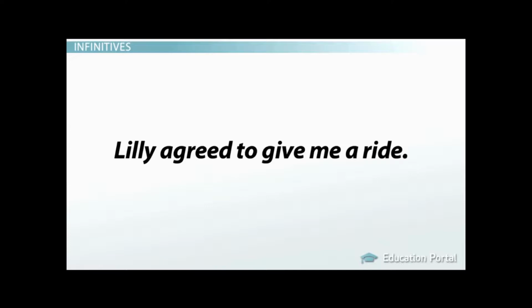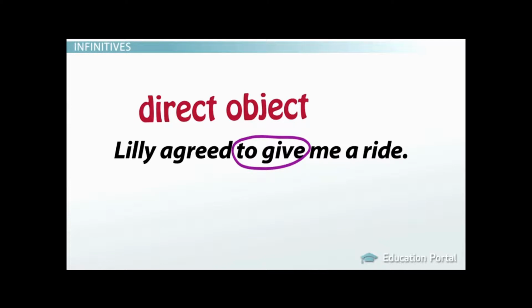Lily agreed to give me a ride. The infinitive used here is to give, and it functions as a direct object of the verb agreed because it is the recipient of the action agreed.